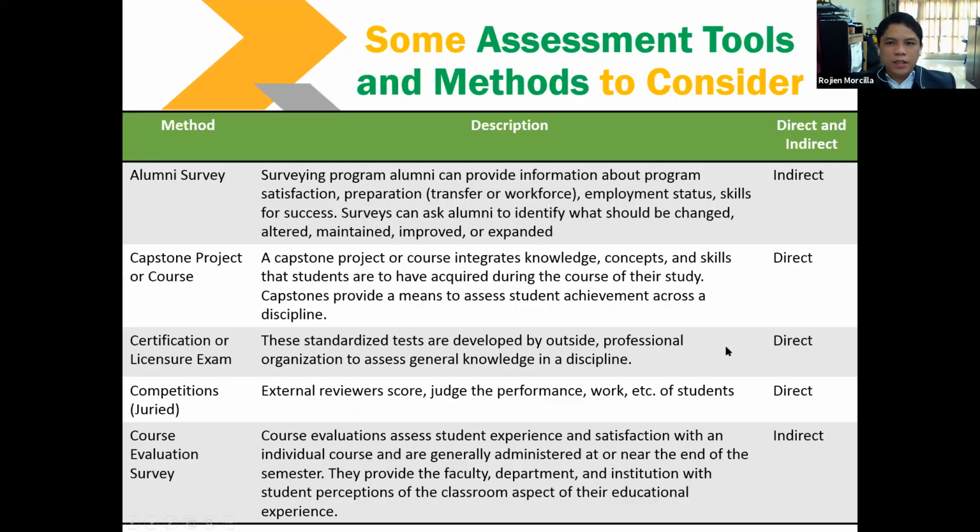So these are some assessment tools and methods to consider, including the direct and indirect assessments mentioned earlier. An example is the alumni survey. For my program educational objectives, this is very useful. For instance, graduates are employed as electrical engineers having roles managing projects. I can get this data from my alumni survey. These are indirect assessments. Surveying program alumni can provide information about program satisfaction.